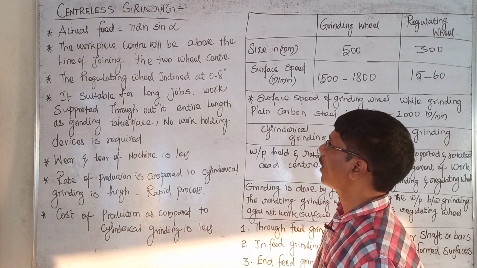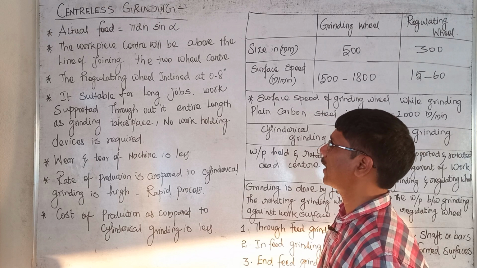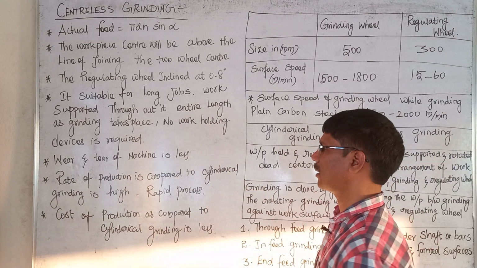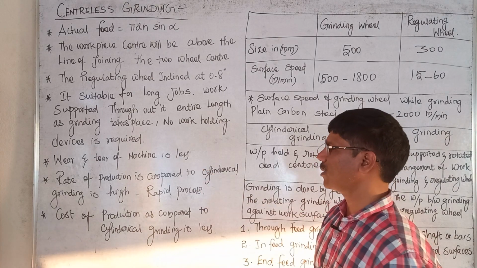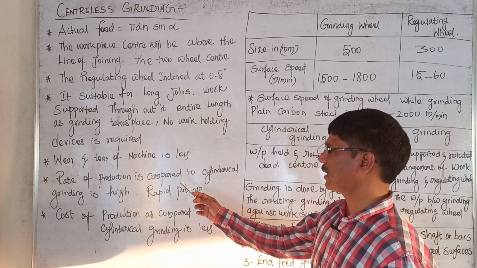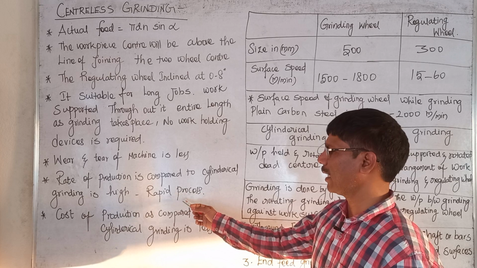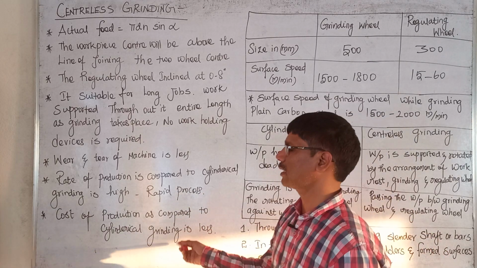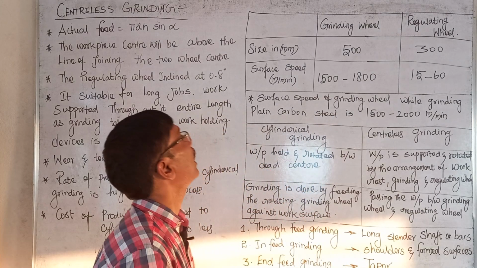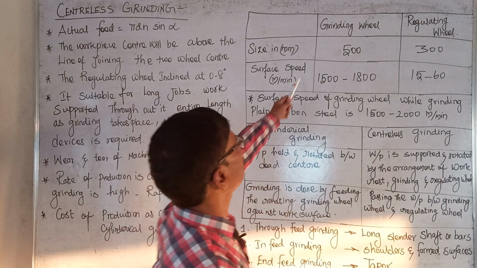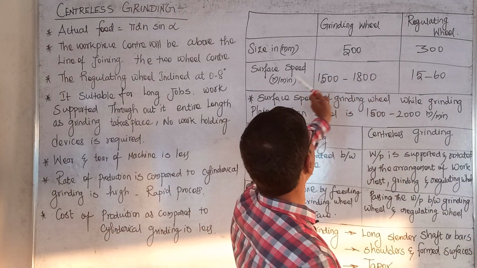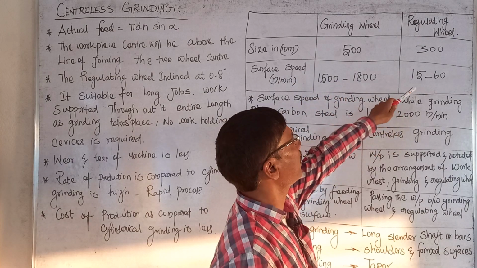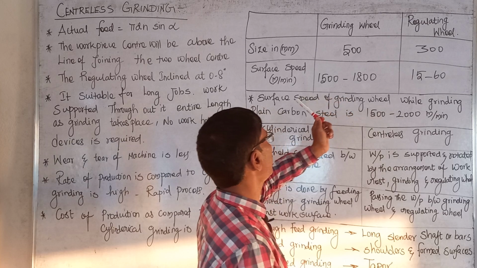It is suitable for long jobs. Work is supported throughout the entire length as grinding takes place. No work holding device is required in some cases. Wear and tear of the machine is less, and the rate of production compared to cylindrical grinding is high, a rapid production process. Cost of production compared to cylindrical grinding is less. So, cost is less and mass production can be obtained. Grinding wheel size is 500 mm, regulating wheel size is 300 mm. Grinding wheel surface speed is 1500 to 1800 meter per minute, and regulating wheel 15 to 60 meter per minute.